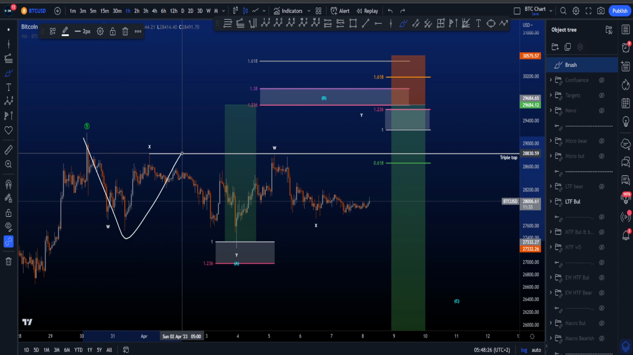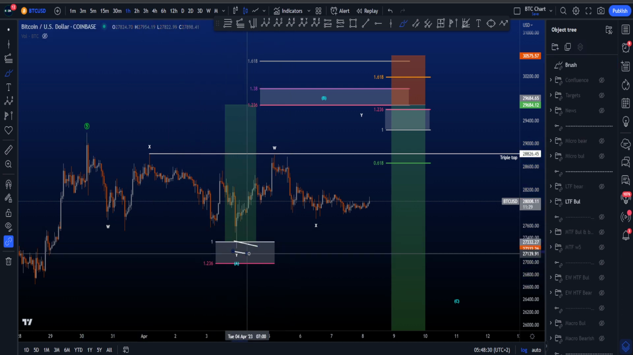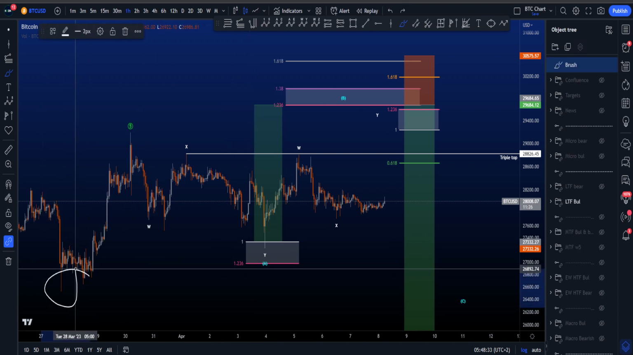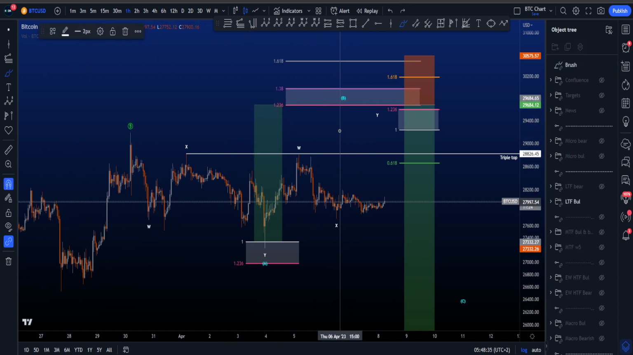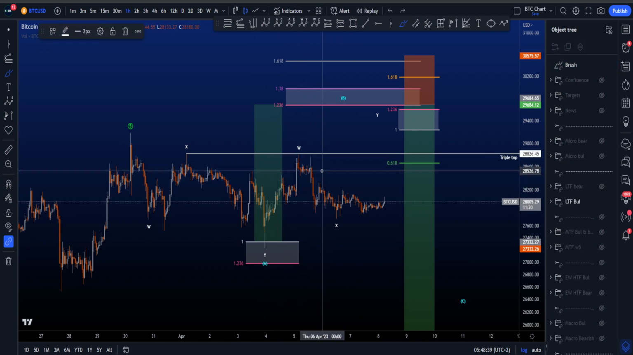This wave A was a nice three-wave structure ending in the target area for wave Y for then the potential long setup that we had. Stop loss was below these lows, trading it for the target area wave B. However, by now stop loss should be break even and maybe even a take profit one is hit.